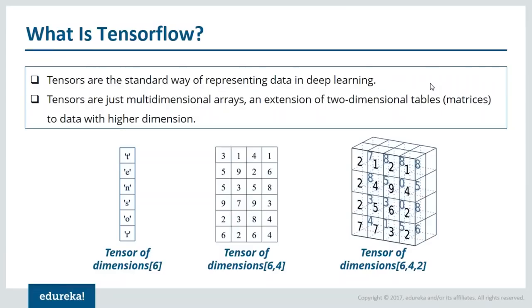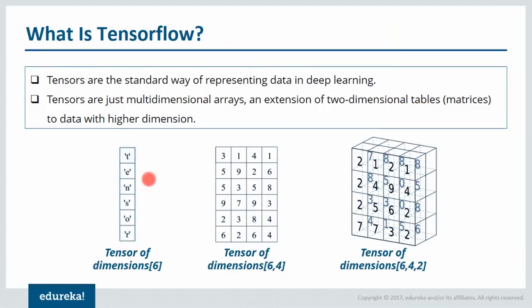Now what is TensorFlow? As I've told you earlier as well, we use the TensorFlow library in order to implement deep learning models. And the way the data is represented in a deep learning model is called tensors. Now what are tensors? Tensors are just multi-dimensional arrays, or you can say an extension of two-dimensional tables, or matrices, to data with higher dimensions. Now let me explain with the examples that are in front of your screen.